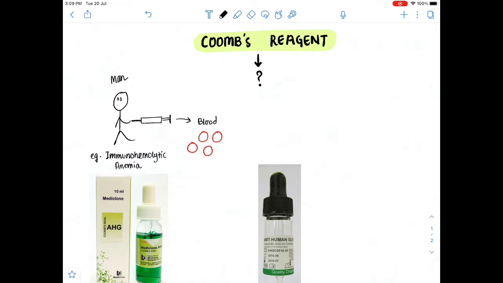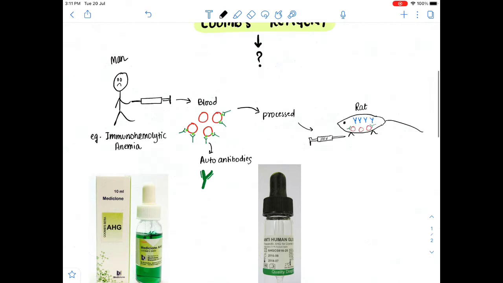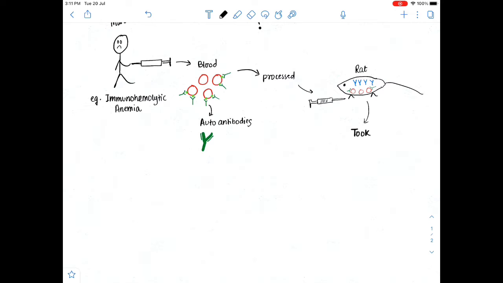We take a blood sample from a person who is suffering from immunohemolytic anemia or any kind of disorder in which autoantibodies are produced against the antigens on the RBC. This blood sample is first processed and washed. The sample contains autoantibodies. It is then injected into an animal, maybe a rat or a hamster. The injected sample stimulates the animal to produce antibodies against these human antibodies.